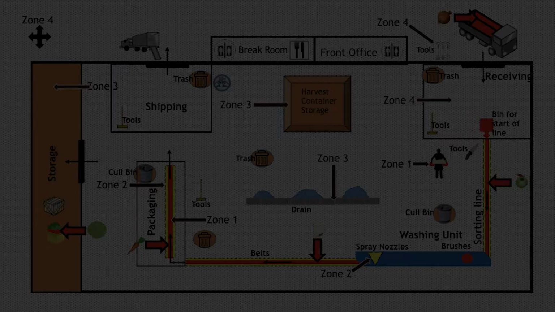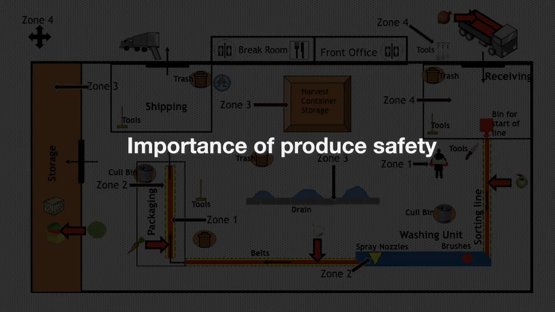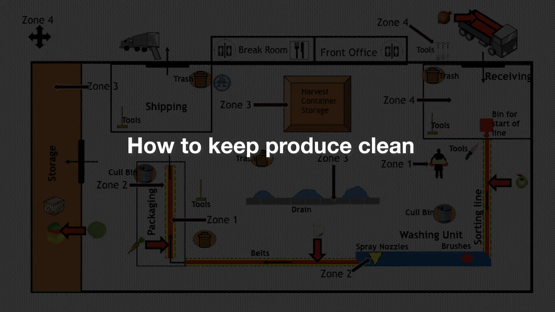To help prioritize cleaning and sanitizing efforts and to better assess the most likely areas of risk for contamination, we will address risk in terms of zones. Within each zone, we'll discuss the importance of produce safety and how to keep produce clean from harvest to when it leaves your operation. If you are only growing, harvesting, or transporting covered produce and not packing or holding covered produce, the following content section may not apply to you.